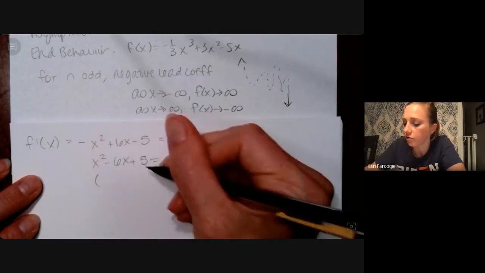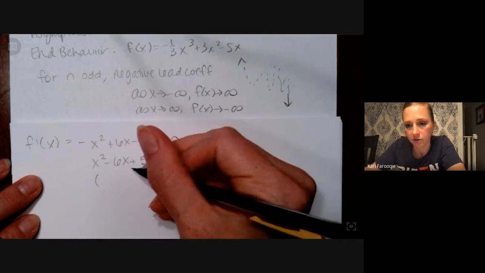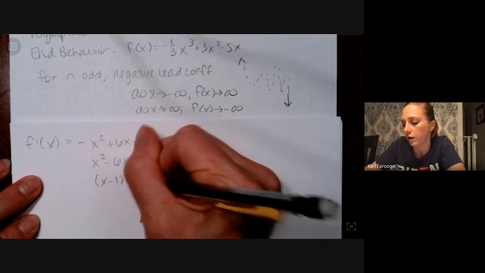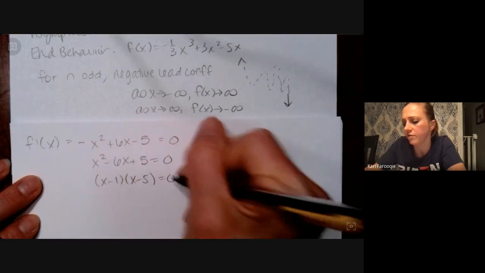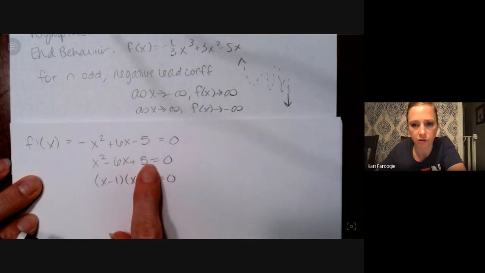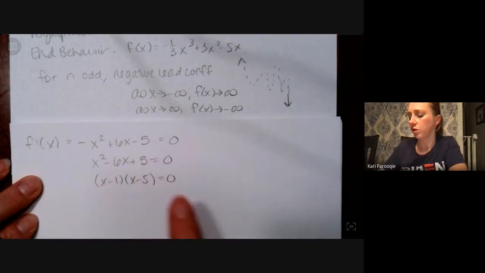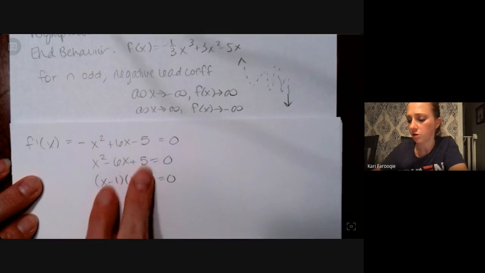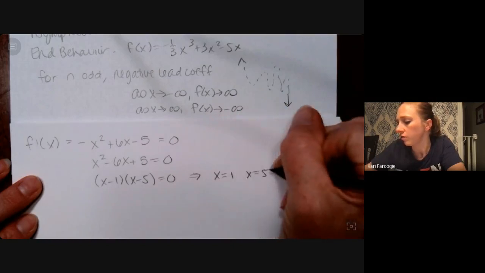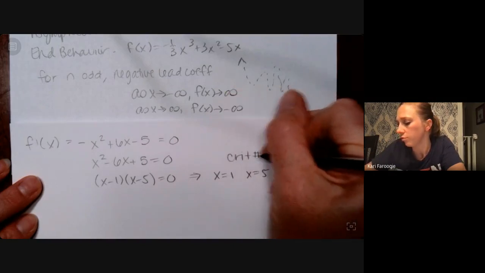And the 2 numbers that multiply to 5 and add to negative 6 are negative 1, negative 5. This is so commonly missed. Students always want to say 2 and 3, or like negative 2 and negative 3, because they just associate 2 and 3 with both 5 and 6. But be careful here. Make sure that your numbers multiply to 5, add to negative 6. X equals 1 and x equals 5 are critical numbers.